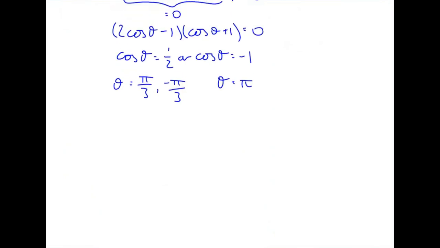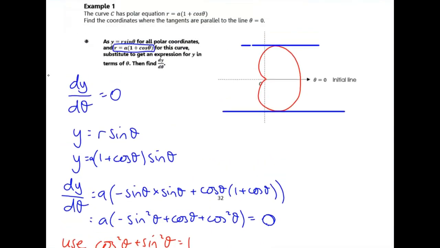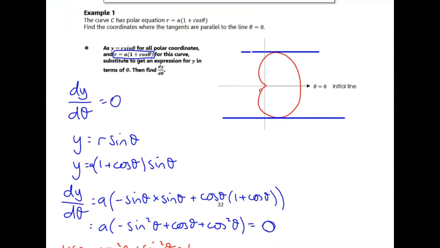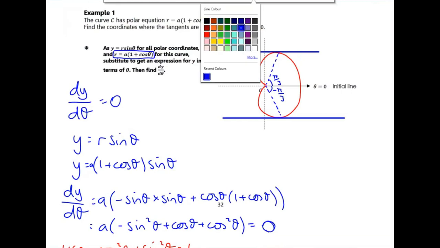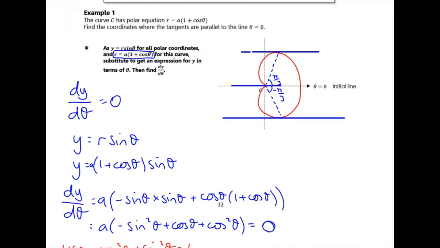So having a look at this, these two that I've drawn on in blue here, that one's at pi over 3. This one down here is at minus pi over 3, and there is also one at the origin, which is harder to tell whether there is one or not, which happens when your curve goes around and gets to pi in there.